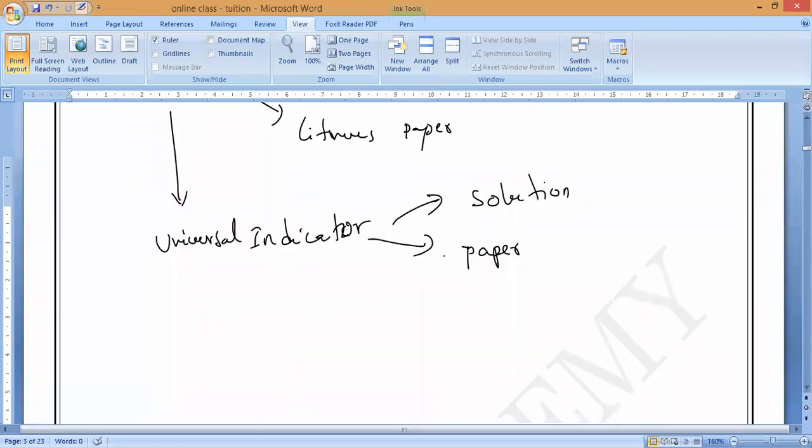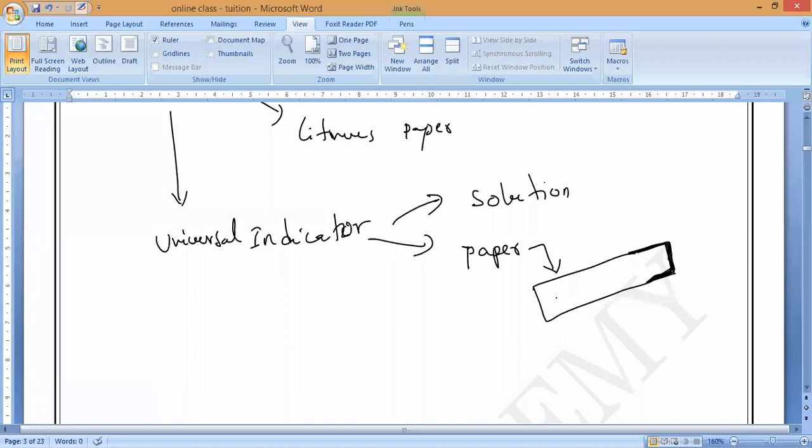Paper is more easy because you take the universal indicator paper strip, and if you add 1 or 2 drops of the given substance, we don't know whether it is acidic or basic. Now definitely it will change into some color. Is it yes or no? Yes, sir. Take the universal indicator paper and add some acid or base, we don't know.